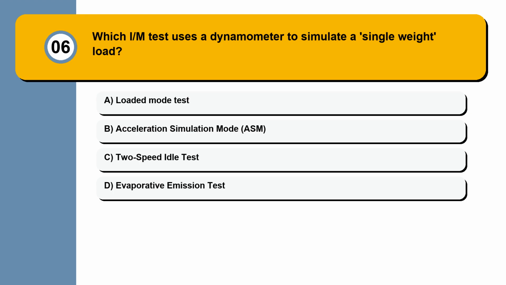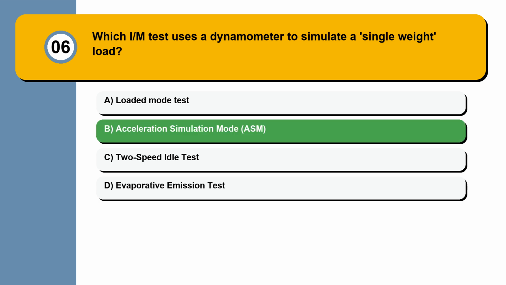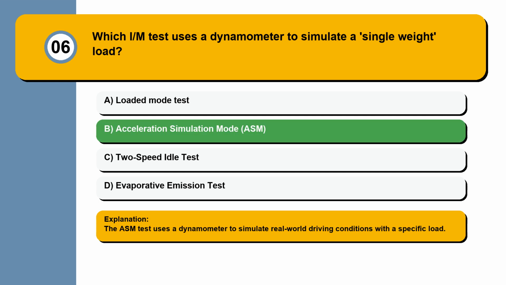Question 6. Which I/M test uses a dynamometer to simulate a single-weight loaded mode test? Acceleration simulation mode, ASM, two-speed idle test, evaporative emission test. The ASM test uses a dynamometer to simulate real-world driving conditions with a specific load.